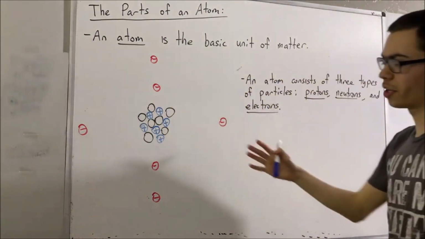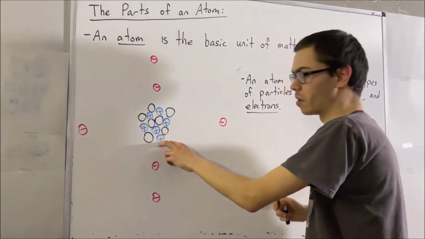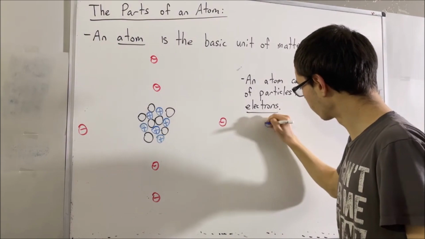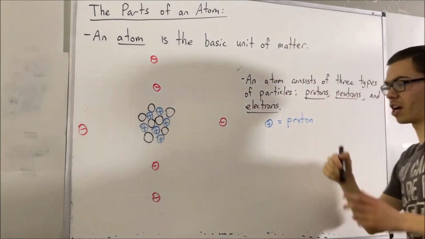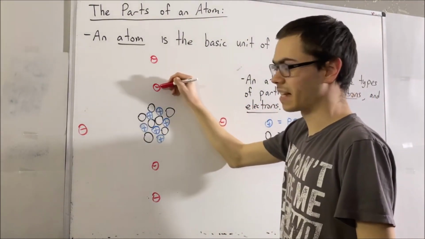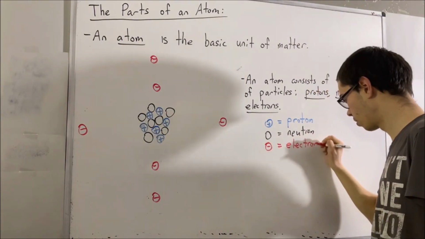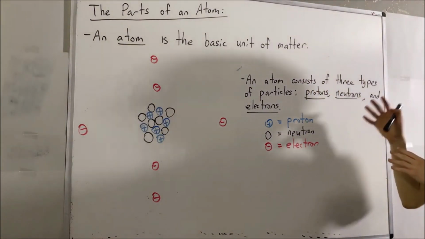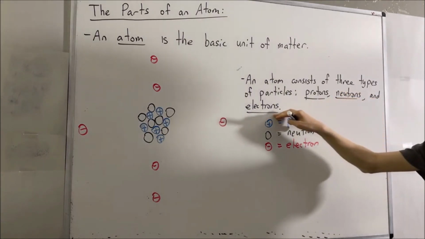Okay, so in my drawing here, the particles with the plus signs inside of them are protons. The particles with nothing inside of them are neutrons. And the particles with the minus sign inside of them are the electrons. Okay, so now let's talk about some of the basic facts regarding protons, neutrons, and electrons.